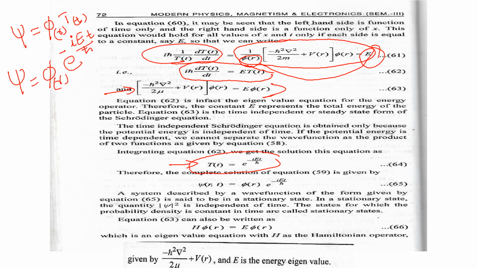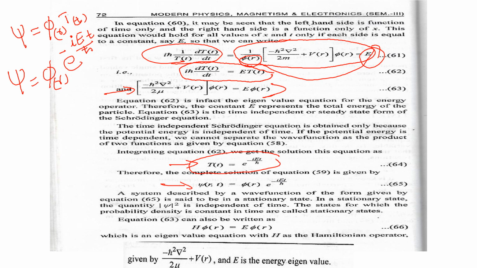So we started up with psi equal to φ times T. One is a coordinate depending part, another is a time depending part. The time depending part is the solution obtained by integrating the expression 62 here. So that is what we wrote here. Psi of r can now be written as φ of r times e to the power negative iEt by ħ.